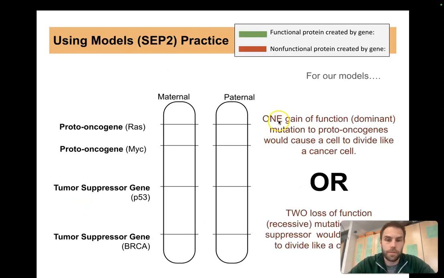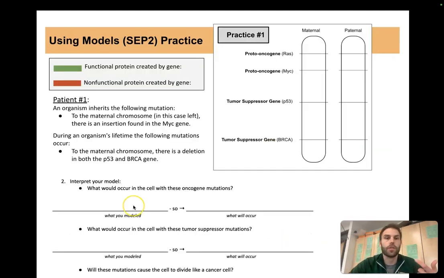So let's look at an example of this, all right? Now, this is just a general slide. This isn't in your packet. But overall, these are going to be our rules for our models. One gain of function, or in other words, one mutation for your oncogenes or proto-oncogenes, is going to cause the cell to divide like a cancer cell. Or maybe everything's checking out for the proto-oncogenes, but your tumor suppressor genes have two loss of function, two recessive mutations. That's going to cause the cell to divide like a cancer cell. So let's look at an example.